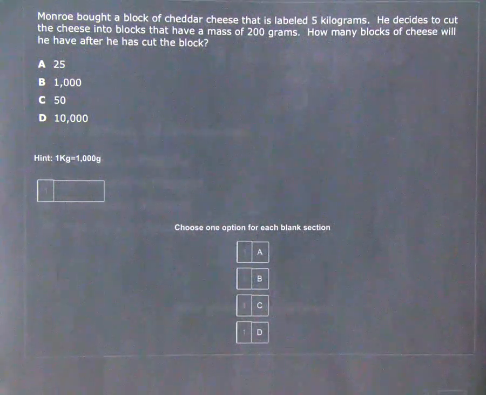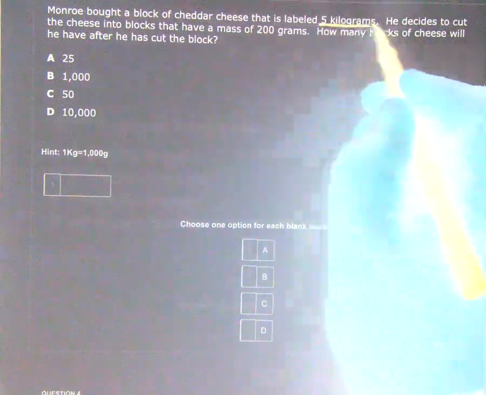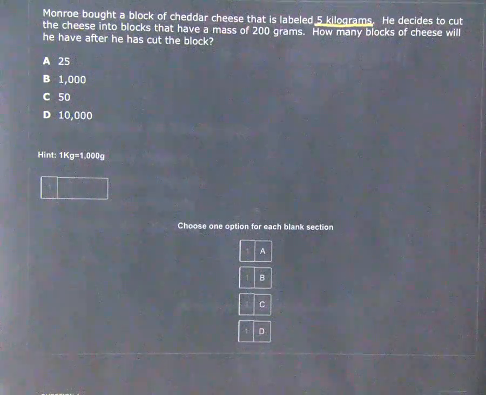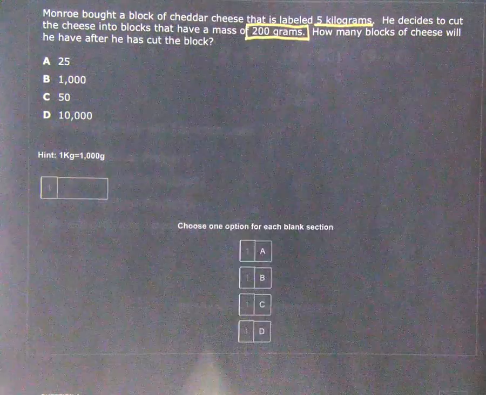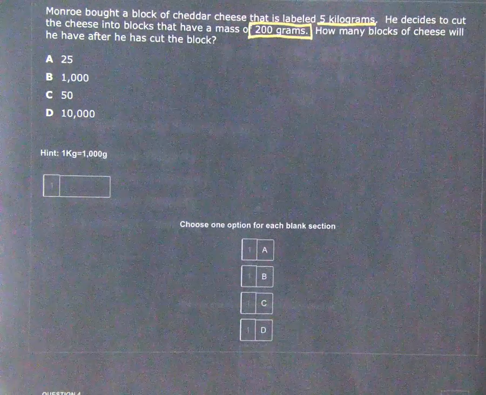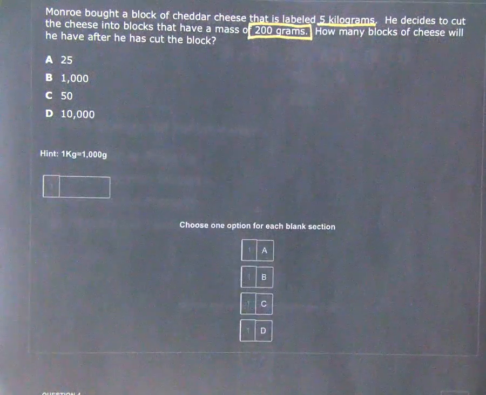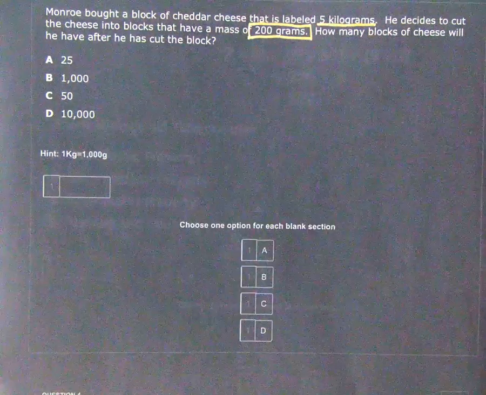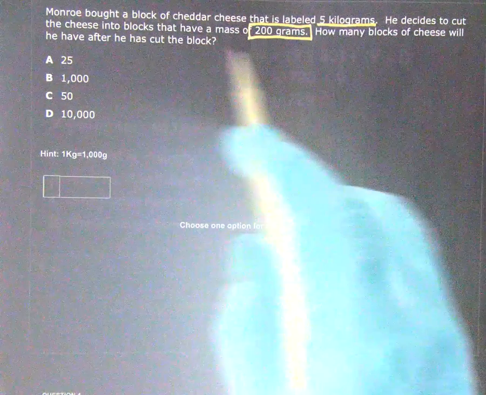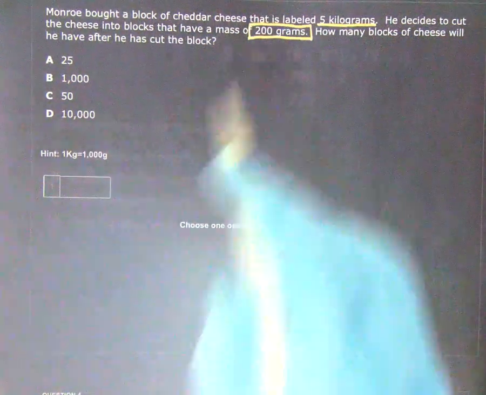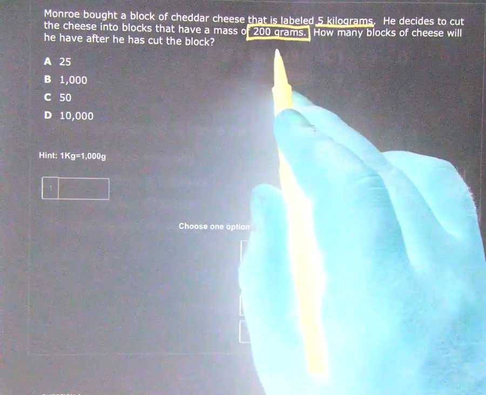So he bought a block of cheddar that is labeled 5 kilograms. He decides to cut the cheese into blocks that have a mass of 200 grams. How many blocks of cheese will he have after he has cut the block? So I need to change one of these, right? Because actually the answer choices should be labeled as grams or kilograms. But we're dealing with grams because we're cutting them into blocks that have a mass of 200 grams. So that 5 kilograms, we have to change that to grams.